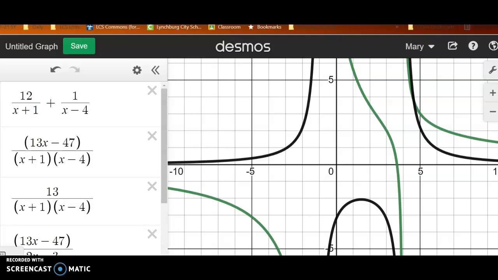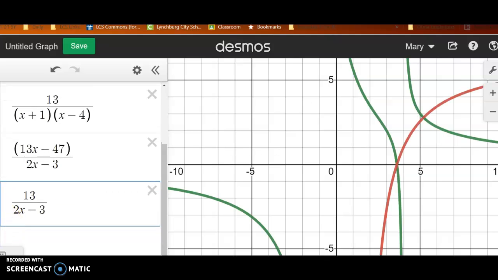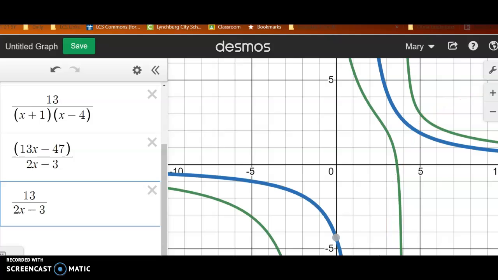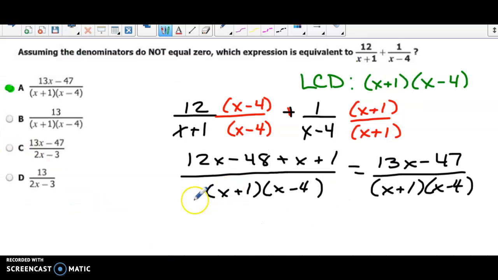Let's look at choice B. Nope, that doesn't match. Choice C, nope, that's not a match. And then finally, choice D, that's not a match. So it does match with choice A. So we got our answer by either working it out by hand or by plugging it into Desmos. Either one gives us the correct answer.